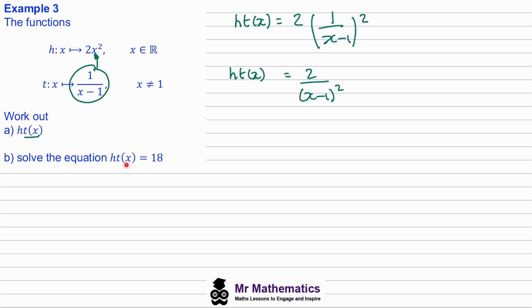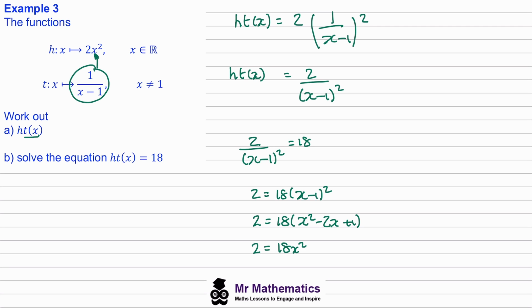For part B, solve this equation. So now we're told that this equals 18. So 2 over x minus 1 squared will equal 18. We'll move this to the right-hand side. We get 18 lots of x minus 1 squared. We'll expand out this bracket. So we get x squared minus 2x plus 1. We'll multiply out these brackets. So 2 will equal 18x squared minus 36x plus 18.